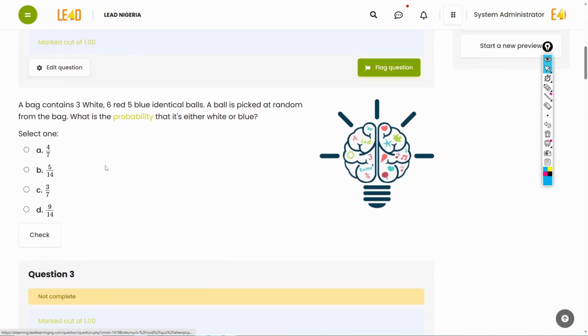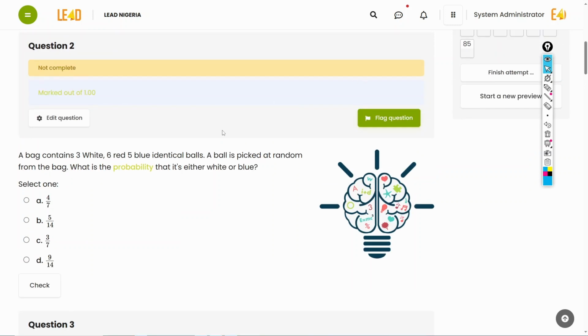Okay, number 2. A bag contains 3 white, 6 red, and 5 blue balls. So let me draw that here. So we have 3 white, 1, 2, 3. All right, 6 red. So let me use this. I know it's not exactly red, but 1, 2, 3, 4, 5, 6, and then 5 blue balls, 1, 2, 3, 4, 5.